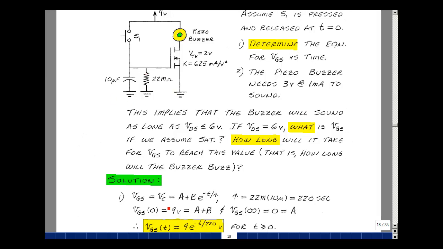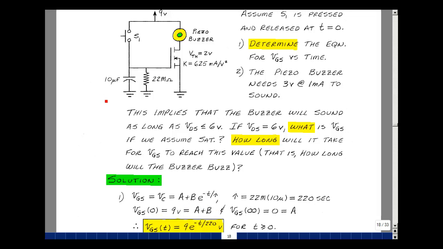In other words, the capacitor voltage looks like some A plus B times e to the minus t over tau. And tau is going to be the resistance seen by this capacitor. Again, this looks like an open circuit. It sees 22 megohms. The product of those two is the time constant, and that's 220 seconds long. The initial condition, the value of the capacitor voltage just before we let go, is the same after we let go, and that was 9 volts, and that's going to be A plus B times e to the 0.